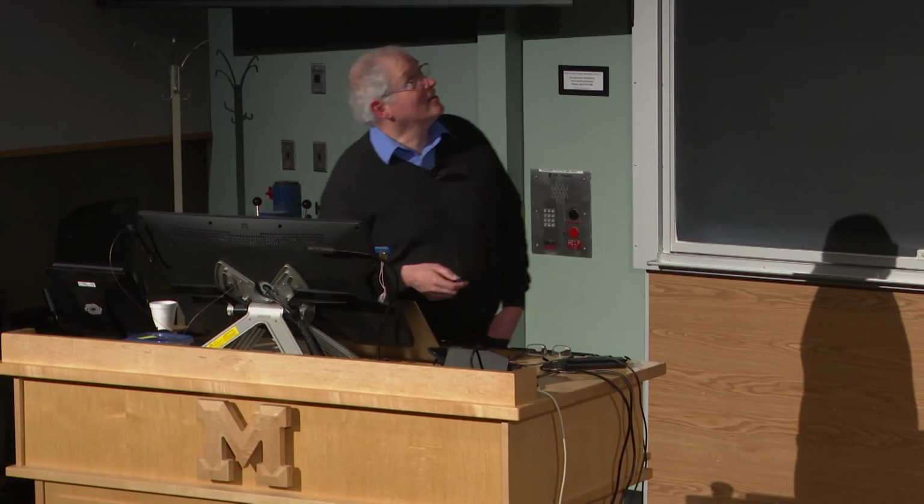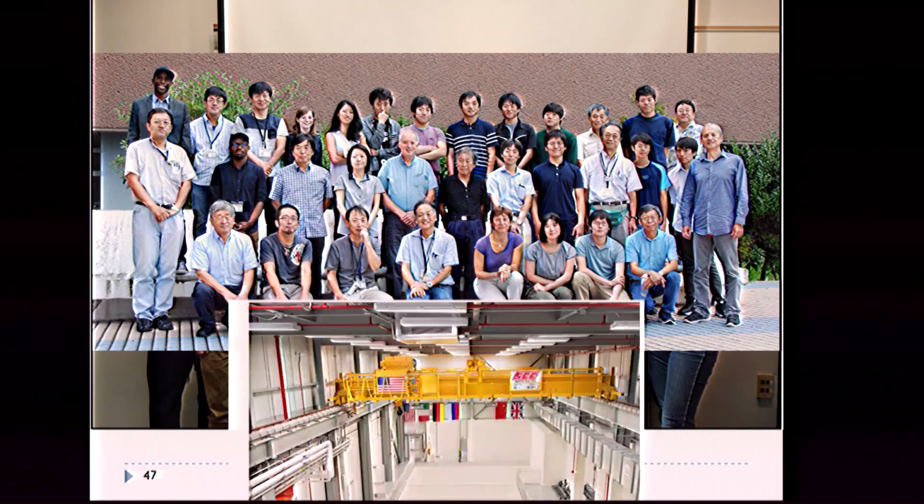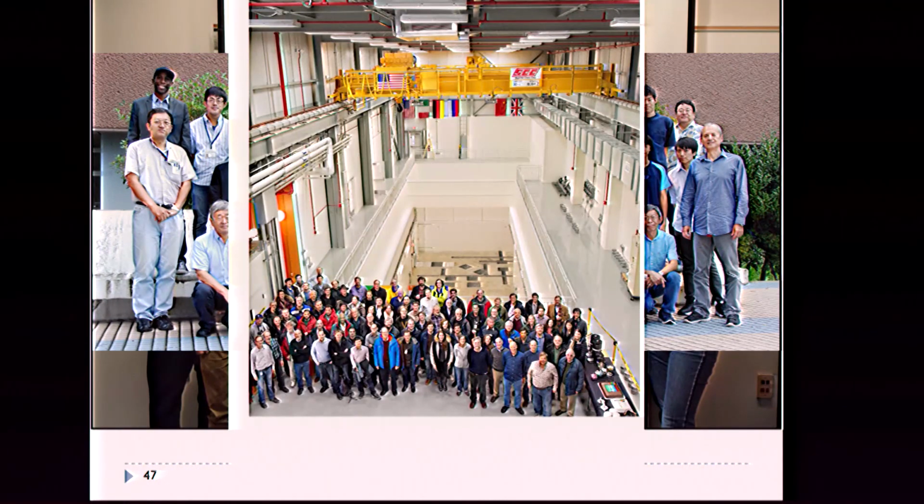Here is the entire Kodo collaboration, people working both from Japan and from the US. And here is the Mu-to-E collaboration standing in front of, you can see the experiment as a whole, standing in front of the pit where the experiment is going to go.